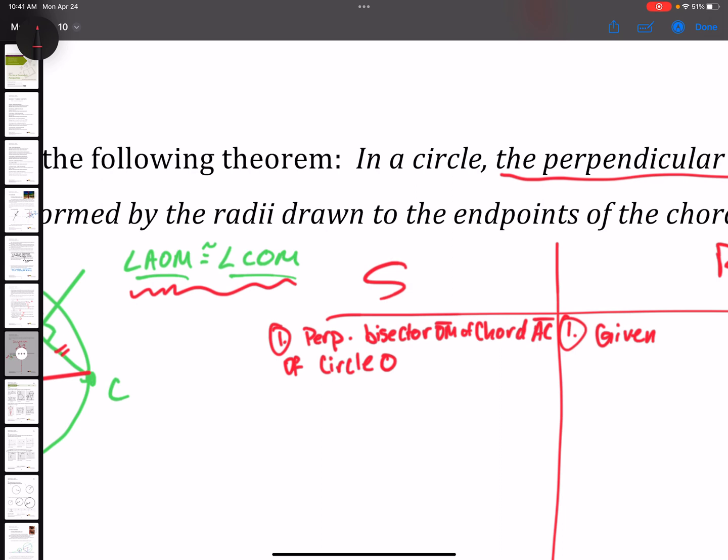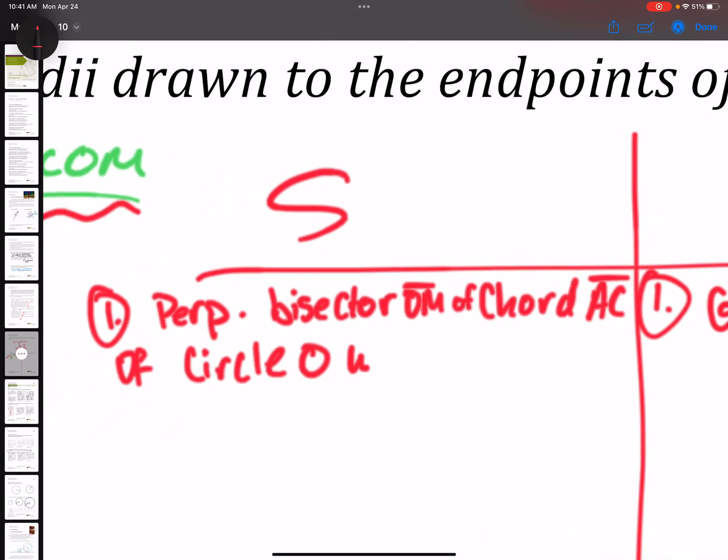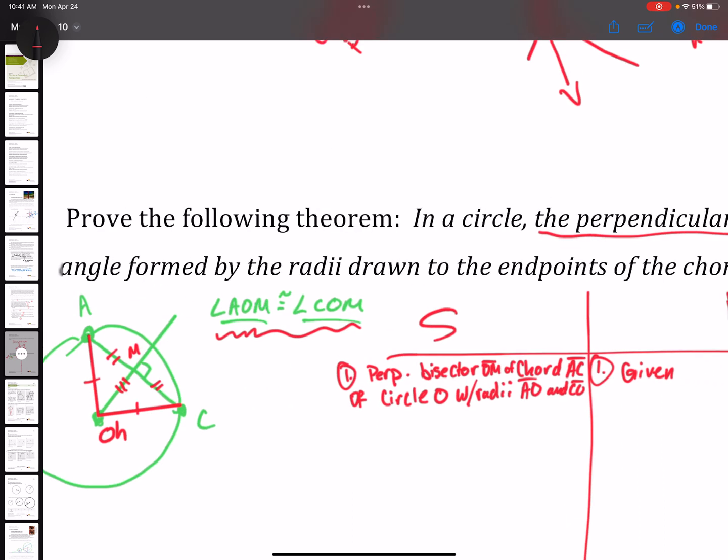Radii. So with the circle O with radii AO and OC, AO and CO. Very nice. CO, it doesn't matter. Order of points in a line does not matter. Order of points in an array matters. So that's all that's given to us.